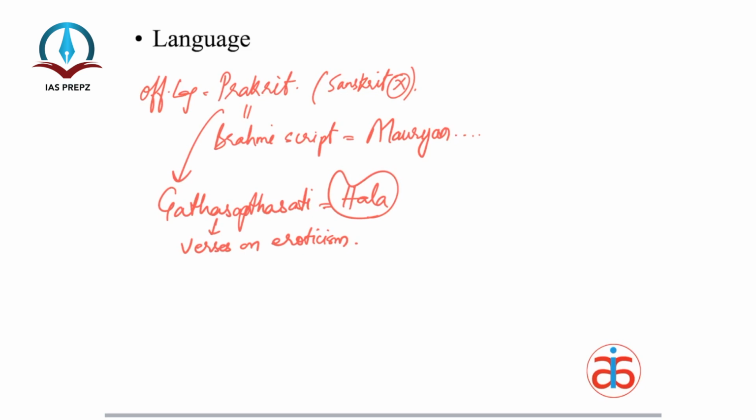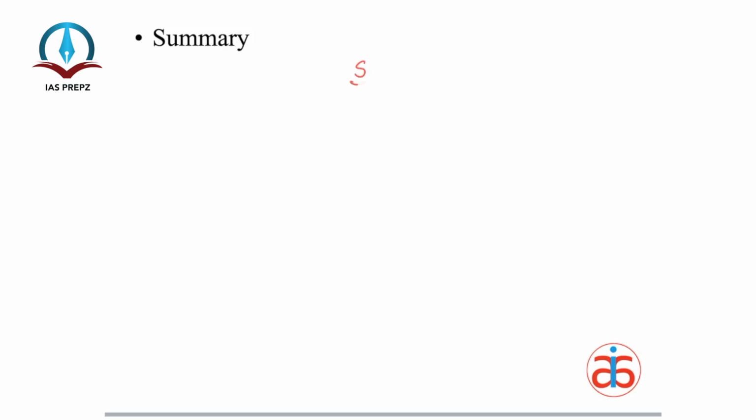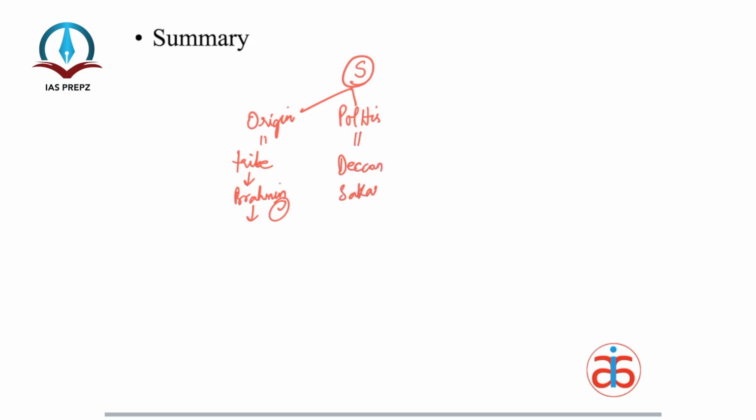Let us now summarize. In this lecture, we started by seeing who the Shatavahanas were, that is their origin. Later, we also saw their political history. With respect to origin, we saw that they were a tribe in Deccan who slowly started coming under the influence of Brahmin society, that is Vedic society, and started calling themselves Brahmins. And in the political history, we found that they were located in the Deccan, and their chief rival was the Shakas in the western portion of the country, with whom they waged relentless conflicts.